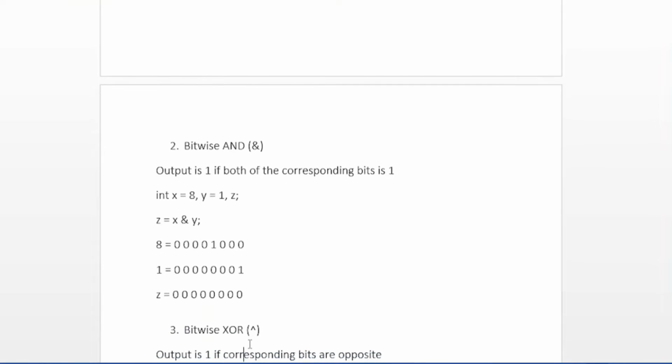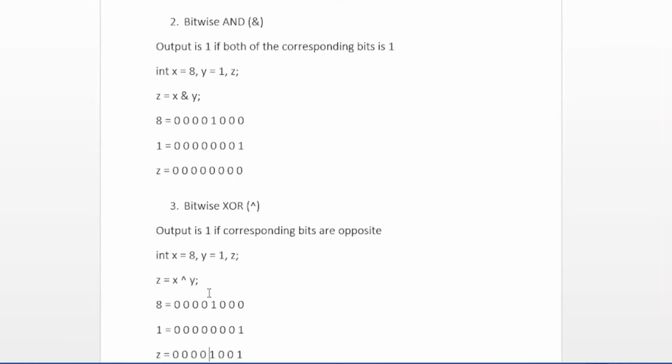Now the next is the bitwise AND operator. For the bitwise AND operator, the output is 1 when both the corresponding bits are 1. Here, like 8 is written in binary and 1 is written in binary. When I perform bitwise AND on this, 0 and 1 will be 0 because both the bits should be 1. Here one bit is 0, one bit is 1, so the output is 0 only. Here 0 0 0 0 0 0 and so on. So the result will be 0. So bitwise AND of 8 and 1 will give me 0. So this is the bitwise AND operator.